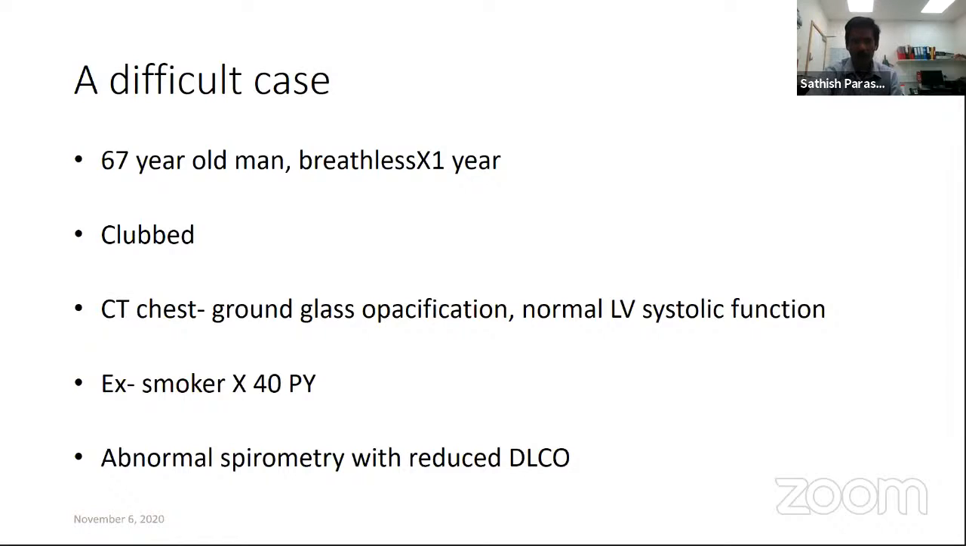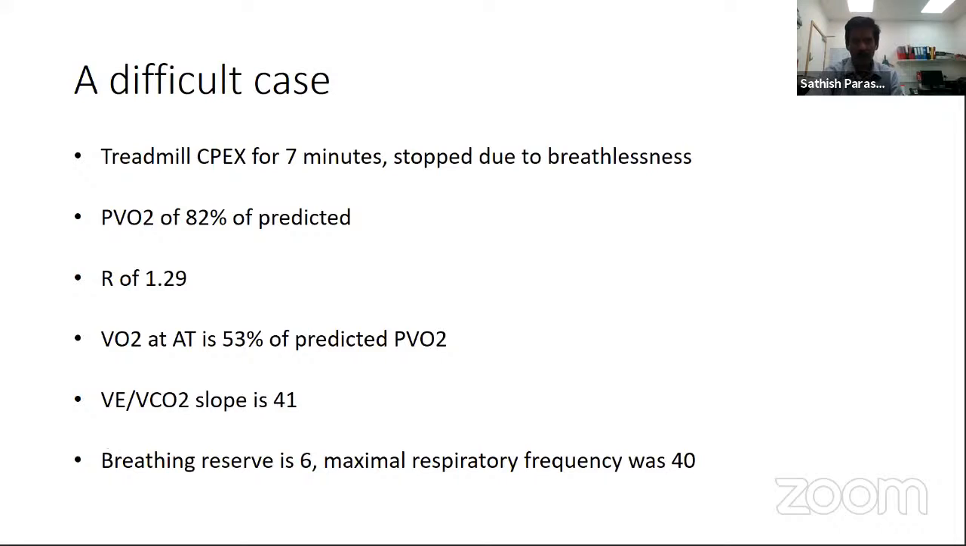Ex-smoker, 40 years. Abnormal spirometry with reduced gas transfer, all pointing towards the lungs. Here we have it. 7 minutes of the test, stopped due to breathlessness. His peak oxygen consumption is not terribly bad compared to what his other tests have shown. It is 82% of predicted. His respiratory exchange ratio was 1.29. As I said, more than 1.1 is good. It means that the patient has achieved a good test, a symptom-limited peak test.